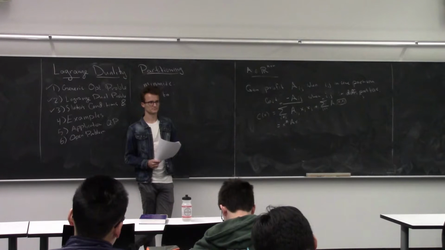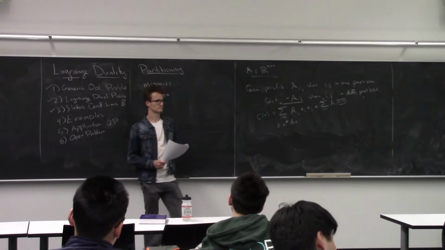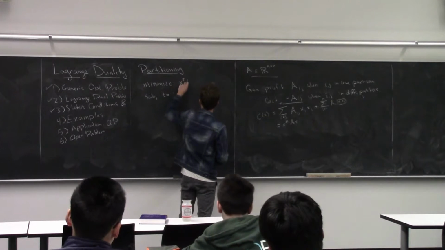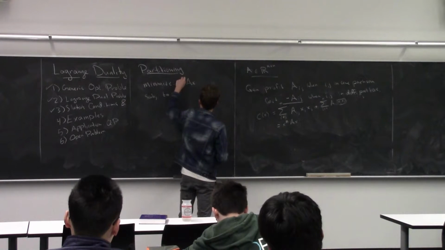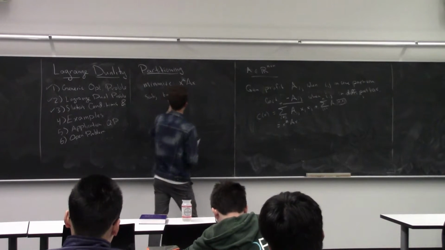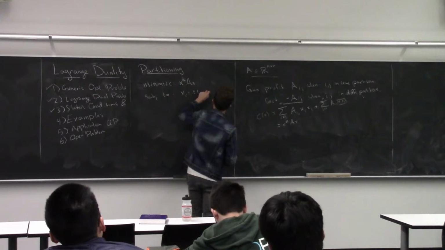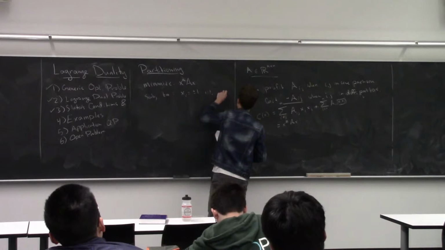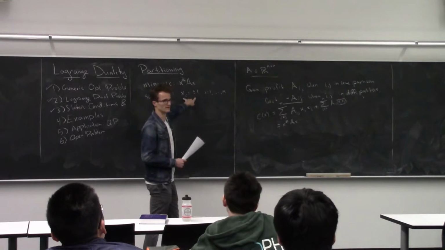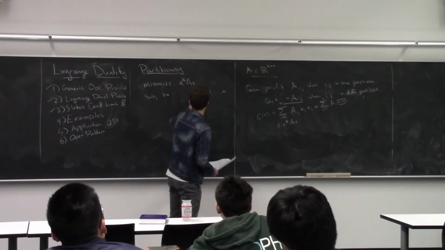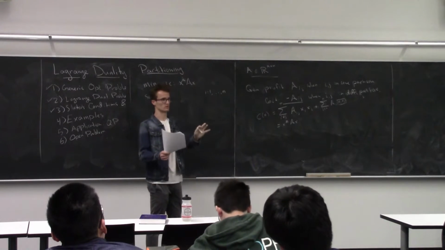Does anyone have an idea? Yeah? Minimize x transpose Ax subject to xi equals plus or minus 1. Yep. So again, xi equals plus or minus 1, from i equals 1 up to n. I'm going to write this in a different form, but it's going to be the exact same thing. I'm going to say that x squared is equal to 1.